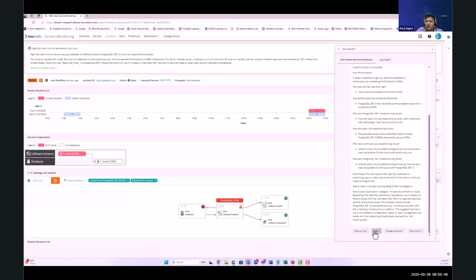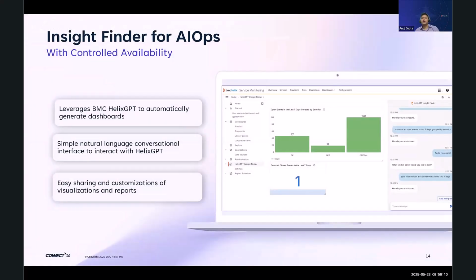So, and I may just mention, this is under controlled availability. It means that it is not by default available, but we are working with our customers, with our design partners, whosoever wants to try this out. We are open to that, and we would like to even gather more feedback in terms of how it is working there.